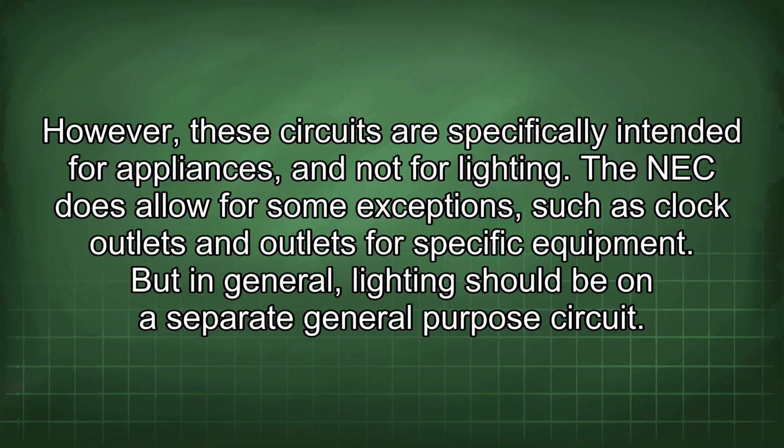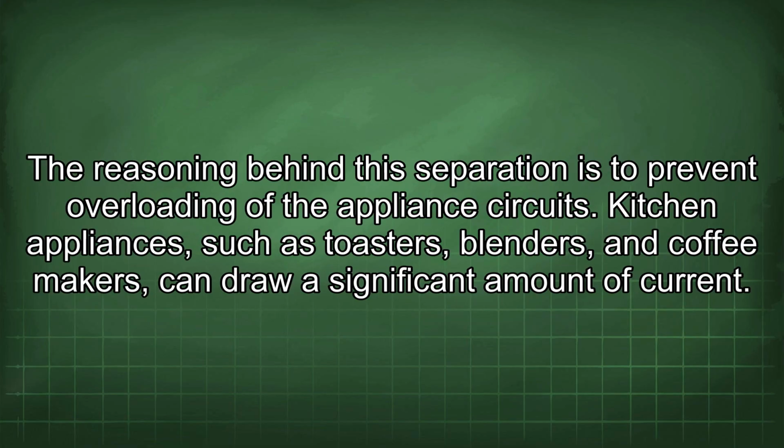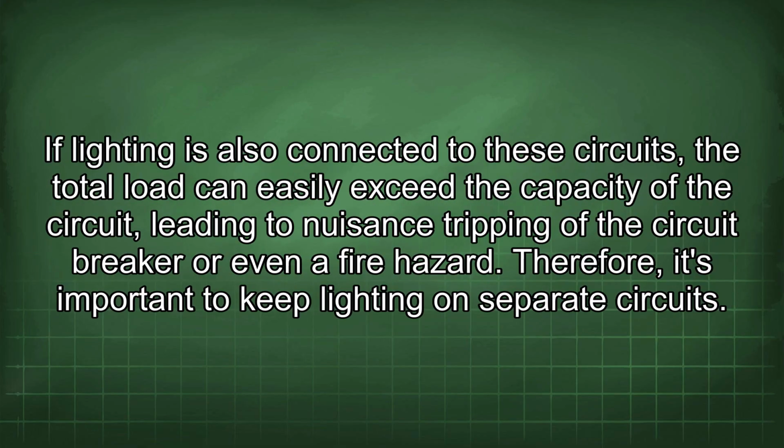The NEC does allow for some exceptions, such as clock outlets and outlets for specific equipment. But in general, lighting should be on a separate general-purpose circuit. The reasoning behind this separation is to prevent overloading of the appliance circuits. Kitchen appliances, such as toasters, blenders, and coffee makers, can draw a significant amount of current. If lighting is also connected to these circuits, the total load can easily exceed the capacity of the circuit, leading to nuisance tripping of the circuit breaker or even a fire hazard. Therefore, it's important to keep lighting on separate circuits.